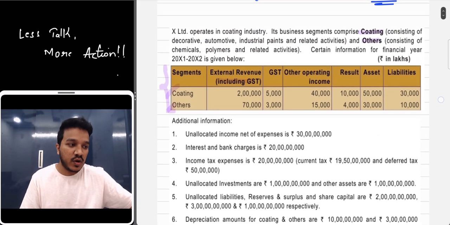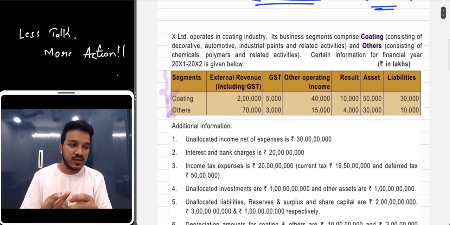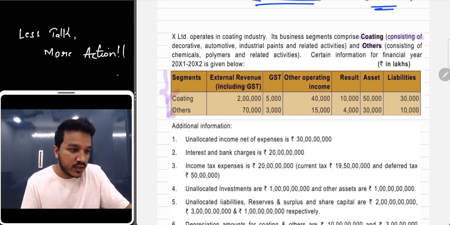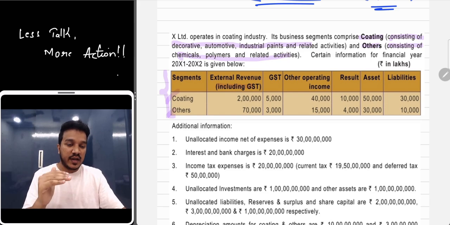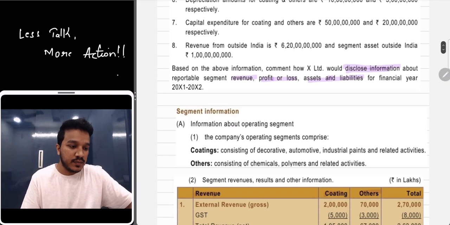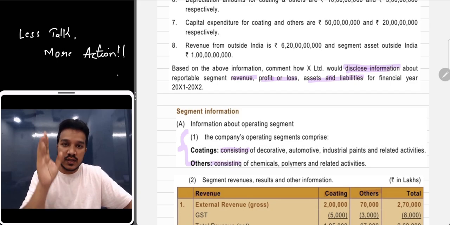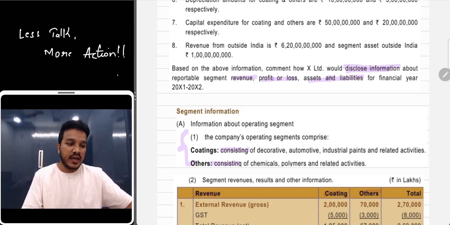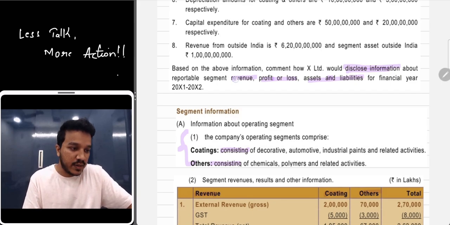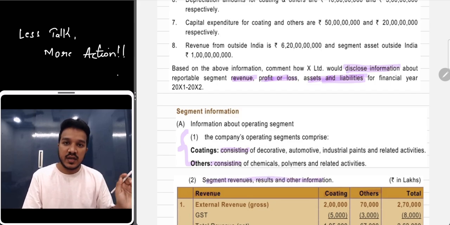Initially you have to write that there are 2 business segments. Quoting comprises of so and so, that is one point, and then others consists of so and so. You have to write it down in your answer when you are writing. So if you see, this is the first point. Quoting consists of this and others consists of this, write these 2 points, and then you will get into the actual answer. As they ask about revenue, profit and loss, and other assets and liabilities, you will put the same thing, revenues and other information.